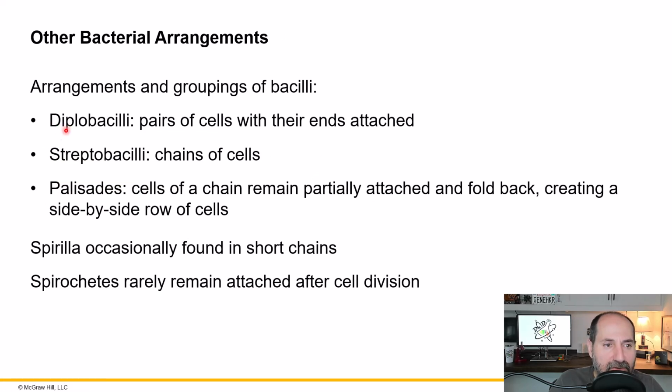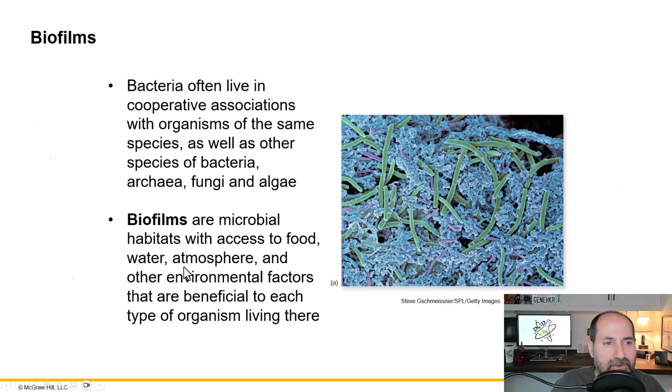And diplo, strepto, palisades. Palisades are rows of side-by-side cells, side-by-side rod shapes in this case. Spirilla can be found in short chains as well. Biofilms, we should know that biofilms are microbial habitats with access to food, but they're basically a community. That means there are different microorganisms in a biofilm.